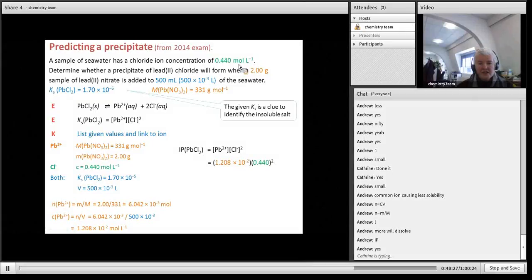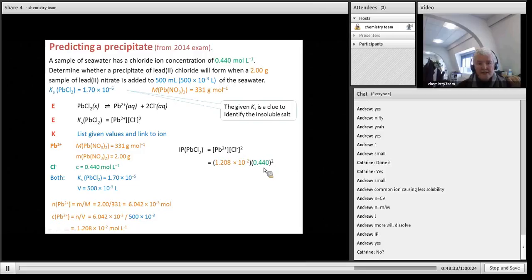Okay, no answer. We don't double here, because the chloride is coming from the seawater. So, Catherine, you're correct. We do not double. The chloride's coming from the seawater. It's not coming from the lead chloride. So that 2 there doesn't mean we've now suddenly got double the amount of... We don't have 0.88 anymore, because it's coming from the seawater. Can you see it's a separate source of chloride? So I don't double the chloride because the chloride's from the seawater and not from the lead chloride.